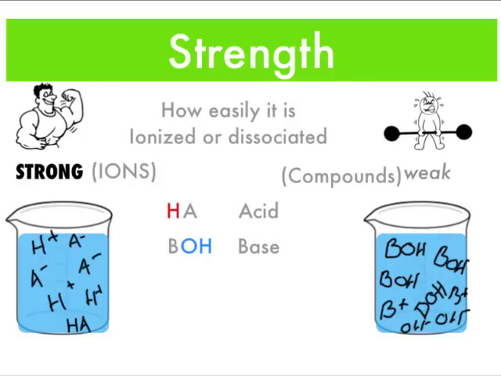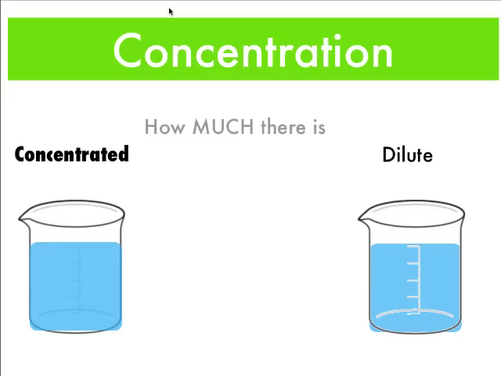Let's take a look at the other one now. Concentration has nothing to do with strength. Remember, strength is just split apart or together. The reason we do these in the podcast is because they're pretty commonly confused with each other, but they really don't have a whole lot to do with each other. You've heard the term concentrated and dilute before, and it pretty much means the same thing here as what you have heard before. It's how much there is.